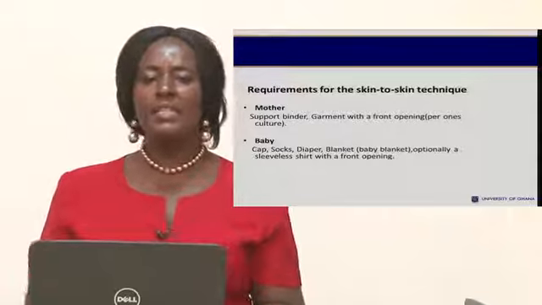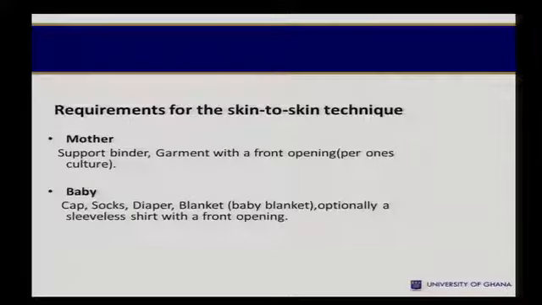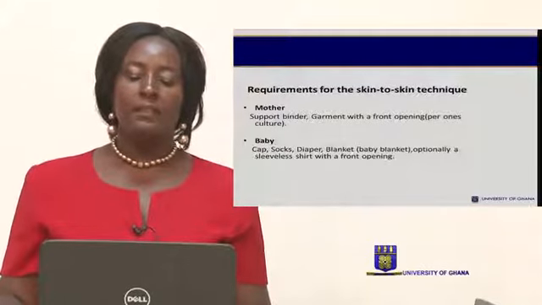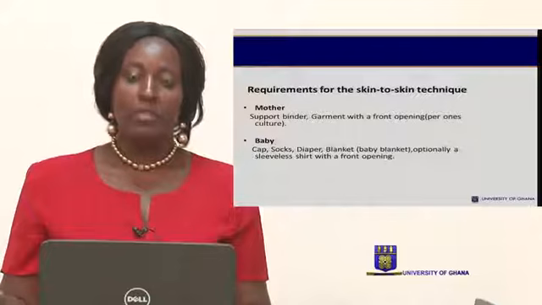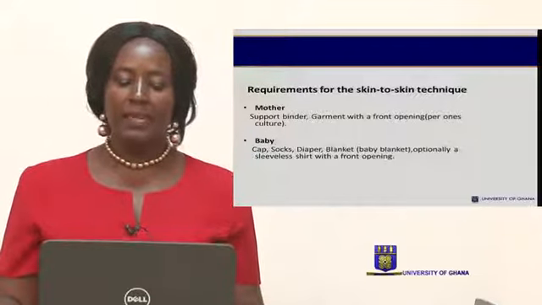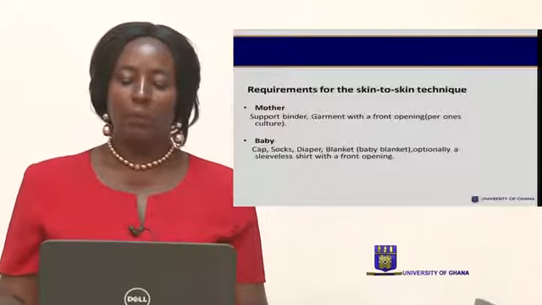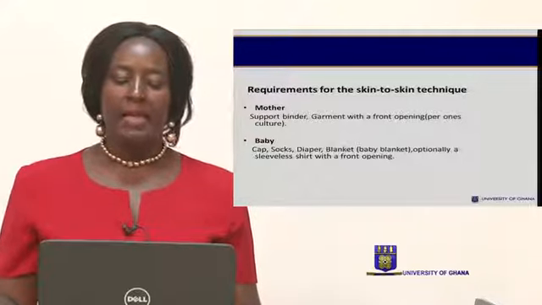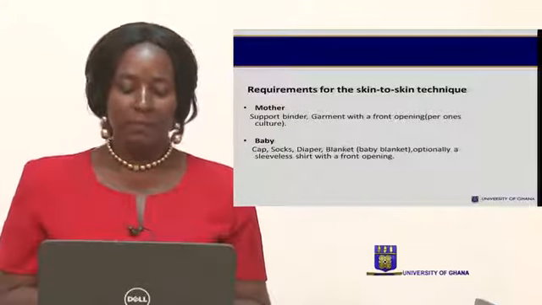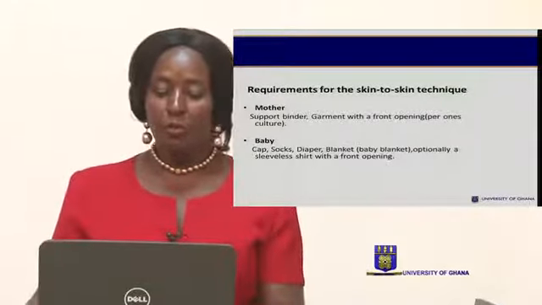So what do we need for us to implement this? All we need is, first of all, the mother and the baby, or the father or significant other involved in the care. And all they need is the binder or a piece of cloth, and then a dress for the baby, and then a dress that the front can be opened. And that is for the mother, so that she can have the front open, and then the baby will be placed there, and then she'll close it again.